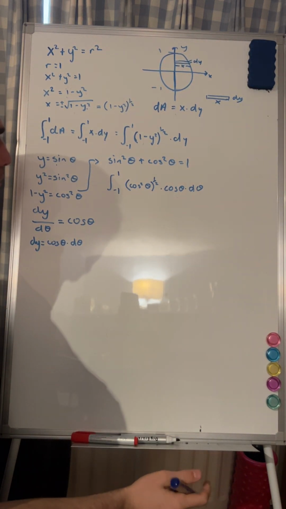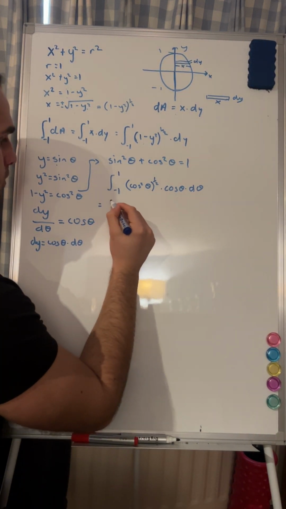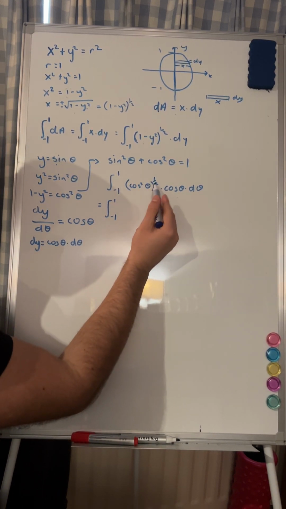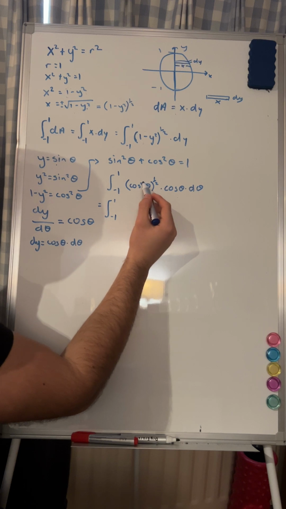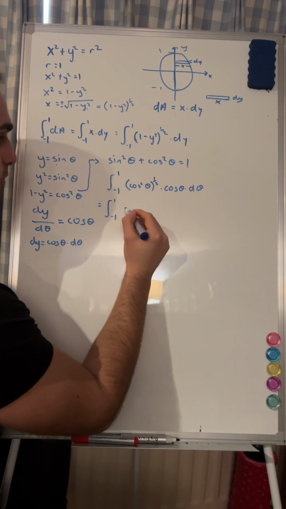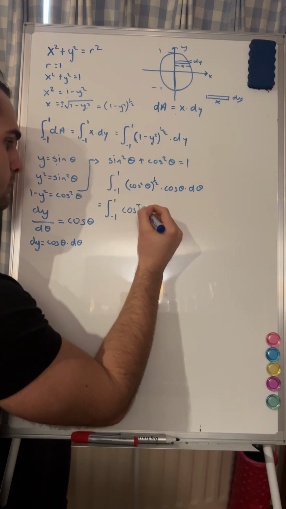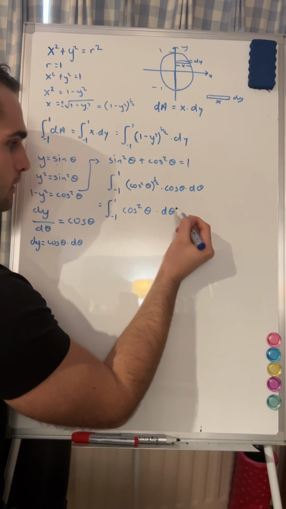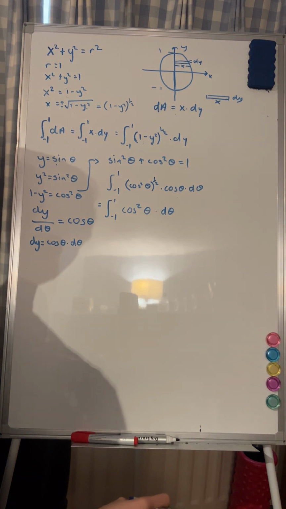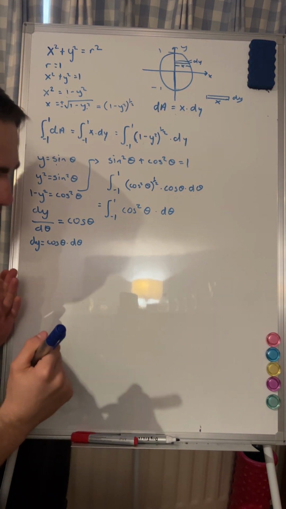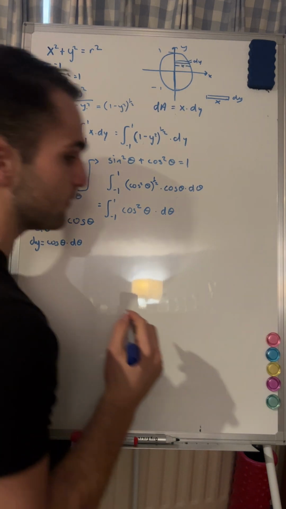So now, how are we going to do this? Well, we can straight away see that cos squared theta rooted would just be cos theta, times cos theta would be cos squared theta d theta. Now, how do we get cos squared theta in a form that we can integrate? We need to use a power reduction formula.